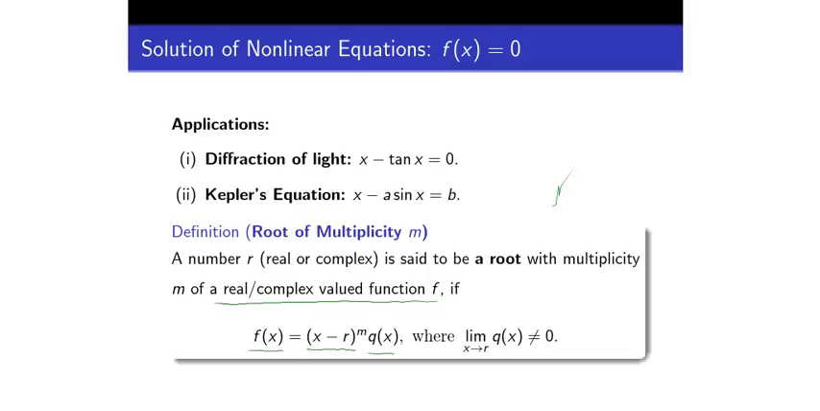Okay, not only Q of r is not 0, but also the left-hand limit and right-hand limit must not be 0, right? So based on this you can decide what will be the multiplicity of the root r. It's not always easy to deal with this definition.